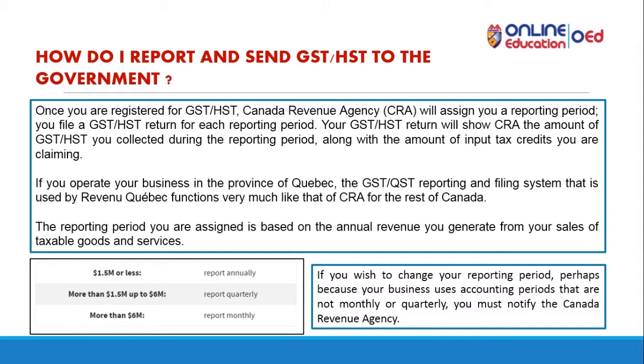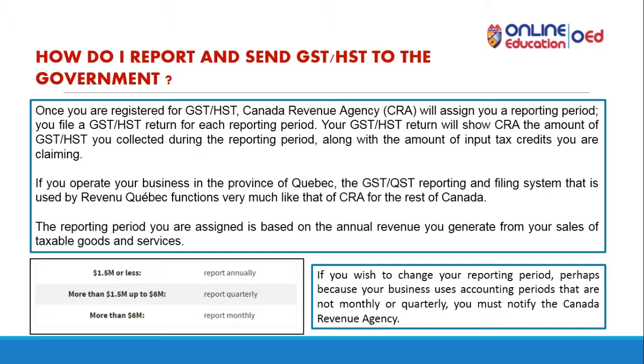All right. So how do I report and send GST or HST to the government? Once you are registered for GST, HST, Canada Revenue Agency will assign you a reporting period. You file a GST or HST return for each reporting period. Your GST, HST return will show CRA the amount of GST, HST you have collected during the reporting period. It will also show all the taxes that you collected from your customers, along with the amount of input tax credits you are claiming.